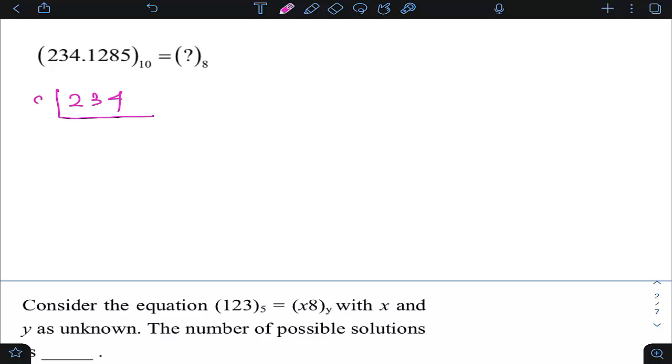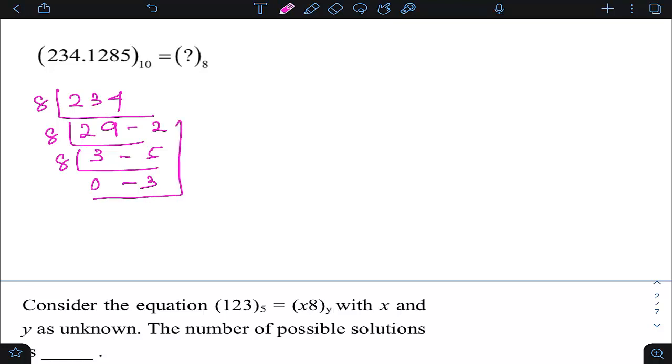So 8 2s are 16, then 8 9s are 72, and you are left with 2. Then 8 3s are 24, and this is 5. And again, if you try, this is 0, and this is your 3. You keep on doing this until you get 0. And for the final answer, you give the answer from the bottom to top approach.